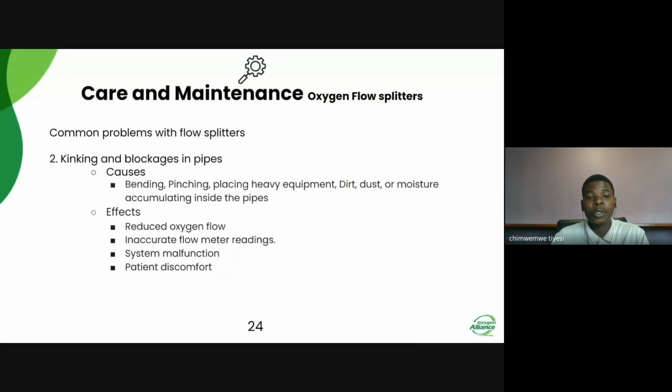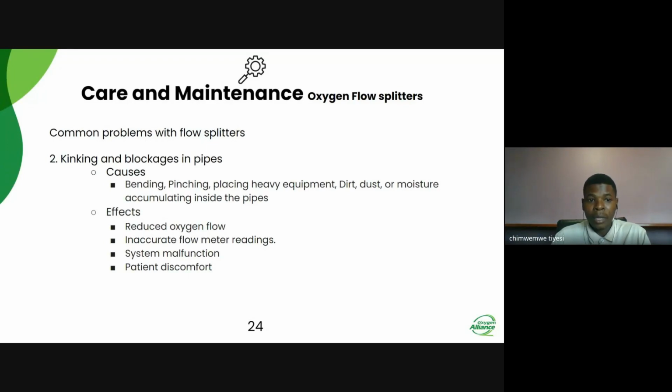You should also make sure that the pipes are not so long that there is a possibility of placing other equipment on top of them. If they are long, you can coil them up and put them very close to the oxygen source or very close to the oxygen flow splitter so that we don't unnecessarily have pinching and bending around it.